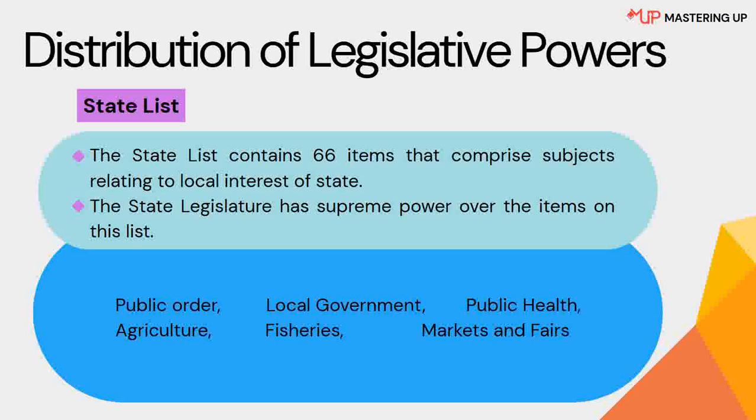And the State List. The State List contains 66 items that comprise subjects relating to local interests of the state. The state legislature has supreme power over the items on this list. Some of the subjects in the State List are public order, local government, public health, agriculture, fisheries, markets, and fairs.